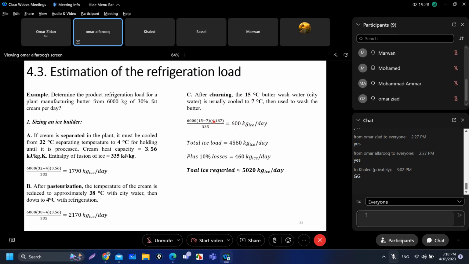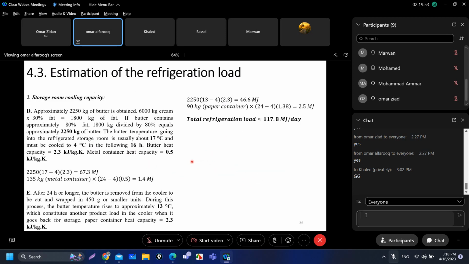So this is the additional refrigeration load: 15 minus 7, times 4.187, which is the heat capacity of water. If we add them all, we have 4,560. And we may consider 100% losses to add. We will end up with this refrigeration load. This is if we want to size the ice builder.